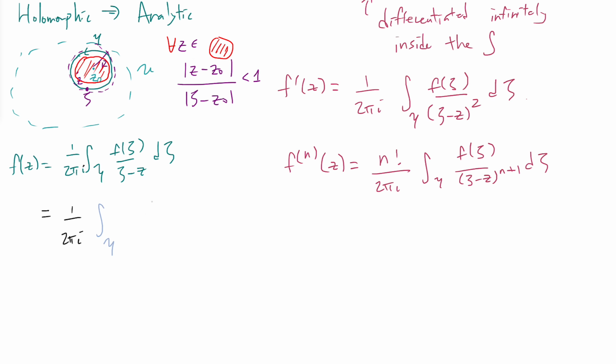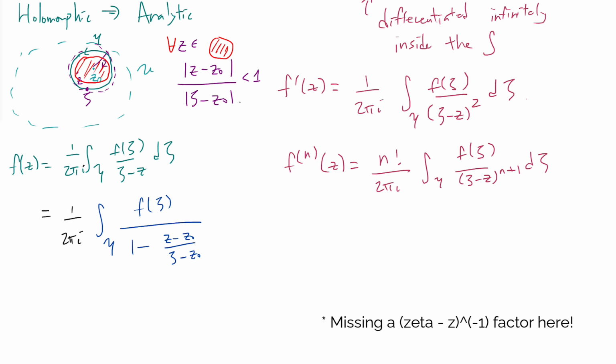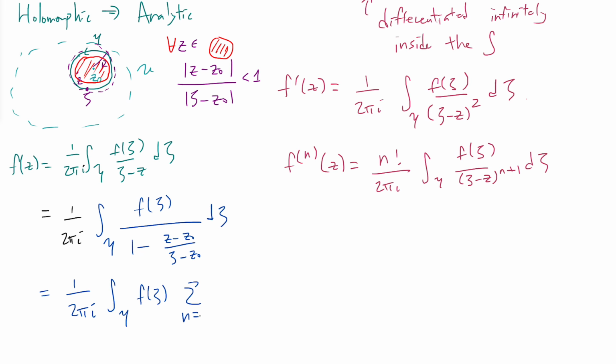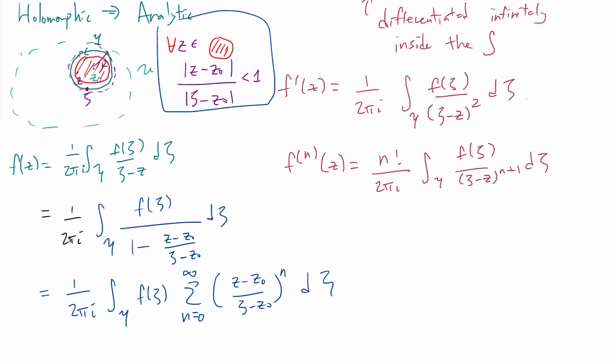I'm going to rewrite this as the integral of f of zeta over 1 minus (z minus c naught) divided by (zeta minus c naught), exactly inspired by this. This is, again, an argument that I think I learned from Stein and Shakarchi. In this case, this is 1 over 2 pi i times the integral of f of zeta times this infinite sum, n equals 0 to infinity. This is also a geometric series from high school: (z minus c naught over zeta minus c naught) to the nth power d zeta. The key thing is, because of this uniform condition, the convergence of the sum here is uniform. So by a standard real analysis theorem, we can switch the sum and the integral here.